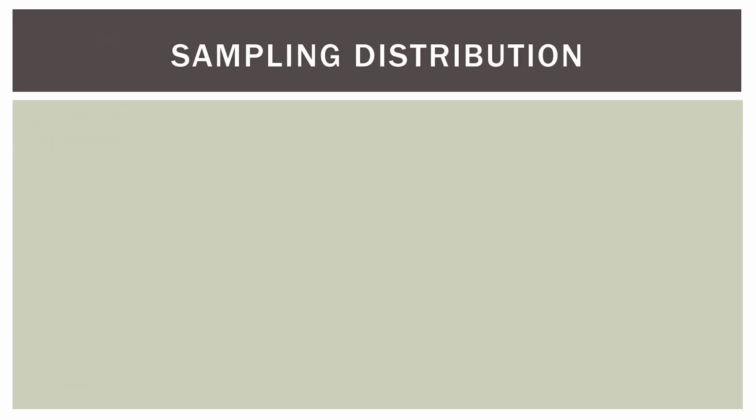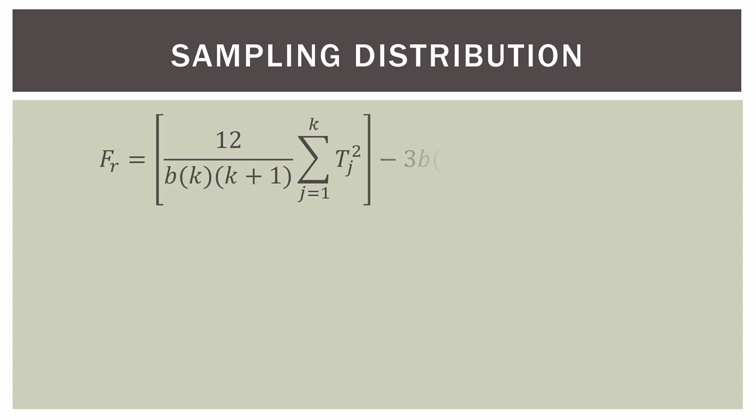So here is the sampling distribution test statistic. The Friedman statistic, or the F, equals this formula here. Now, it looks kind of nasty, but it's really not that complicated. And when we go into Excel, you'll see that it's just basic math. We just have to keep our order of operations together.